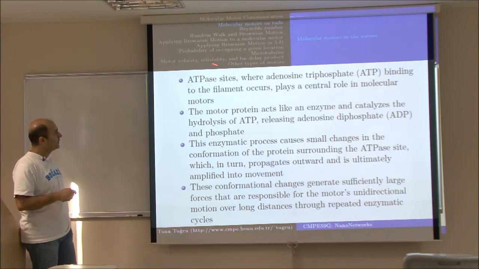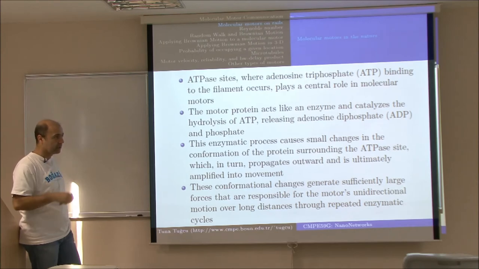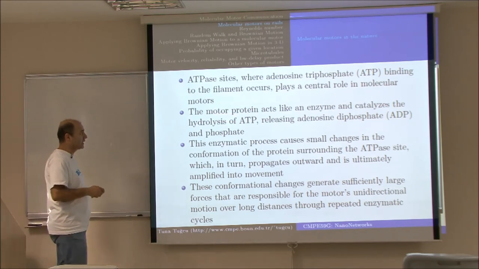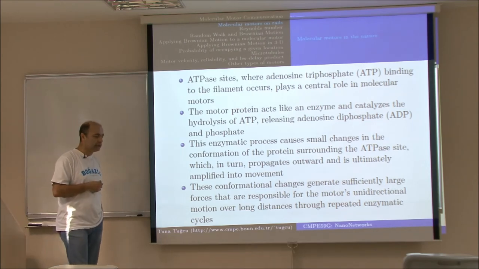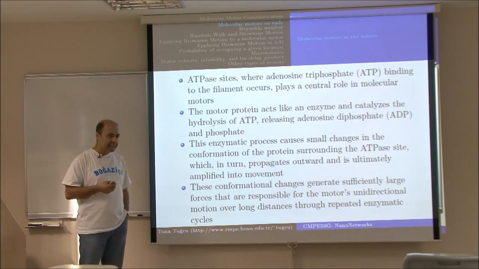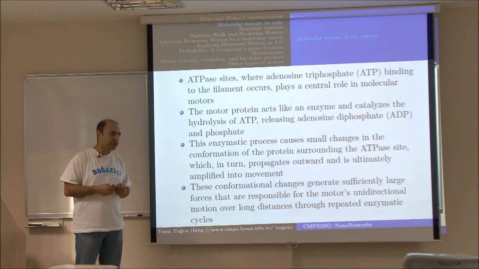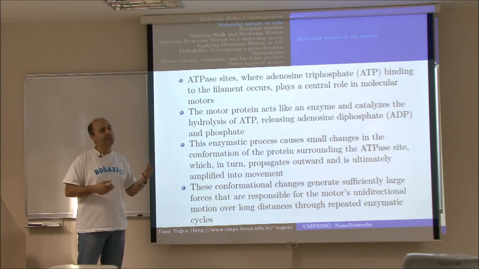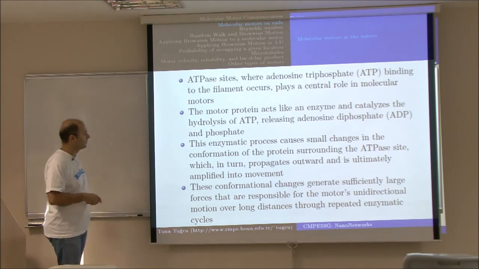ATPase sites are the places where the molecular motors attach to the microtubular rails. The motor proteins act like enzymes that catalyze the hydrolysis of ATP, the conversion. The molecular motors serve like enzymes that convert ATP to ADP. Of course, what they want is to convert ATP to ADP to get some energy. That's the main purpose.